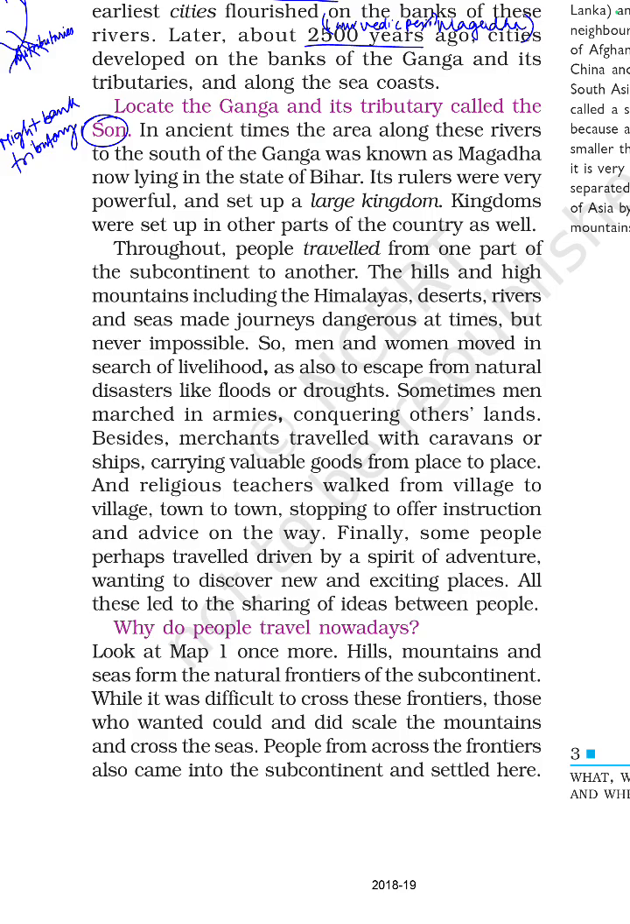Sometimes men marched in armies, conquering others' lands. Besides, merchants traveled with caravans or ships carrying valuable goods from place to place, and religious teachers walked from village to village, town to town, stopping to offer instruction and advice on the way. Finally, some people perhaps traveled driven by a spirit of adventure, wanting to discover new and exciting places. All these led to the sharing of ideas between people. So why am I learning these paragraphs in such detail? Because we never know where there will be a small line, and it can be a UPSC trap.